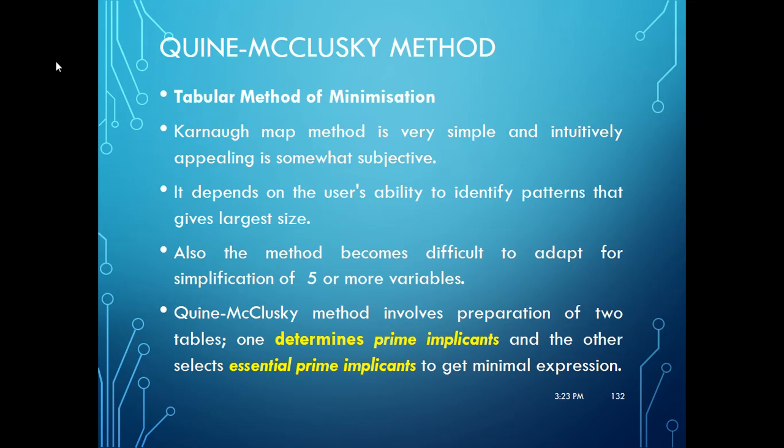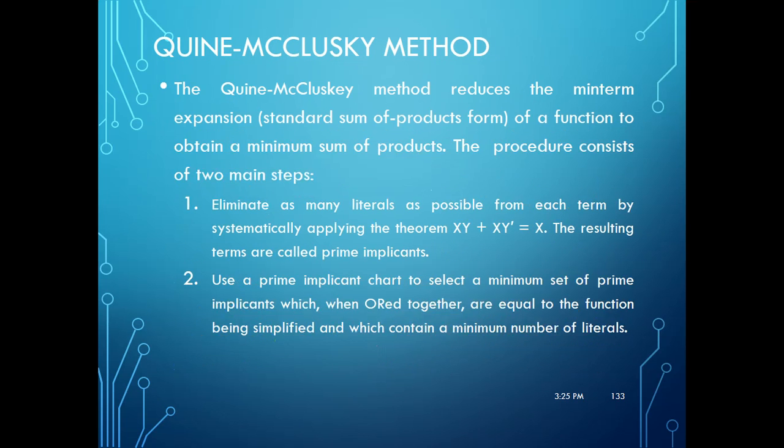In the K-map method also you solved problems where you determined the implicants, prime implicants, and also the essential prime implicants. The Quine-McCluskey method involves the preparation of two tables, where one table determines the prime implicants and the other table determines the essential prime implicants. The Quine-McCluskey method reduces the minterm expansion of a function to obtain a minimum sum of products.